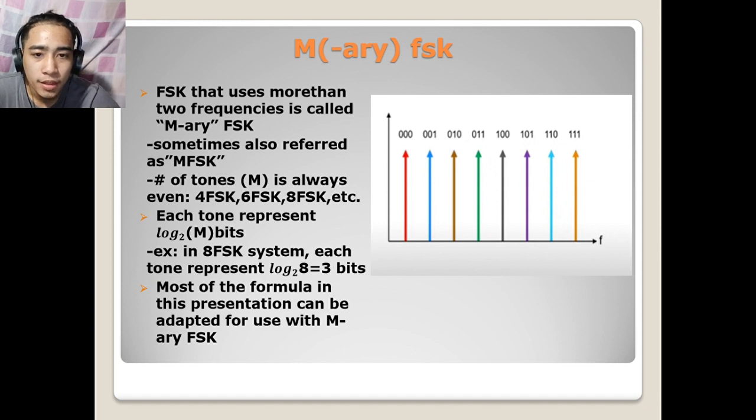MRE FSK. FSK that uses more than 2 frequencies is called MRE FSK, sometimes also referred to as MFSK. The number of tones M is always even: 4 FSK, 6 FSK, 8 FSK, etc. Each tone represents log2 M bits. Example, in an 8 FSK system, each tone represents log2 8, which equals 3 bits. Most of the formulas in this presentation can be adapted for use with MRE FSK.